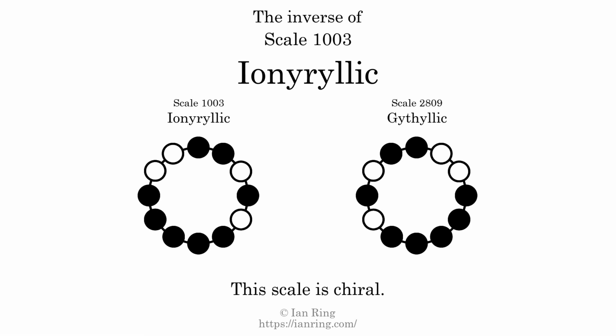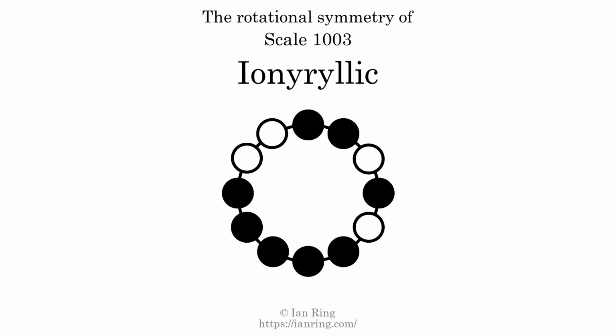The inverse of a scale is a mirror image. It is what you get when the sequence of intervals is reversed. The inverse of this scale is scale 2809, also known as Ionyryllic. This scale is chiral. It cannot transform into its inverse by rotational transformation. This scale has no rotational symmetry.